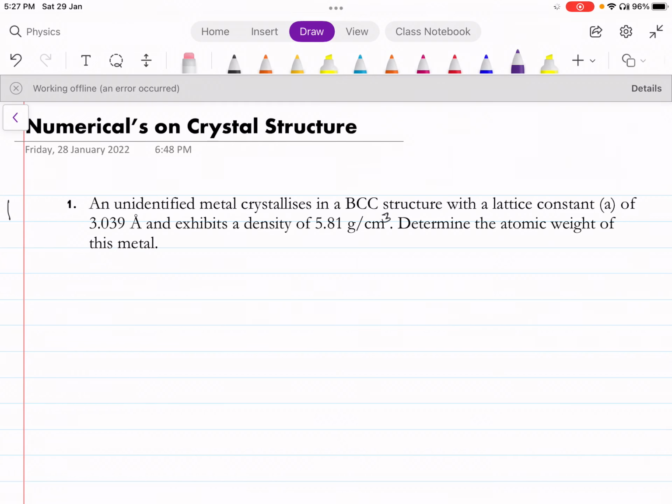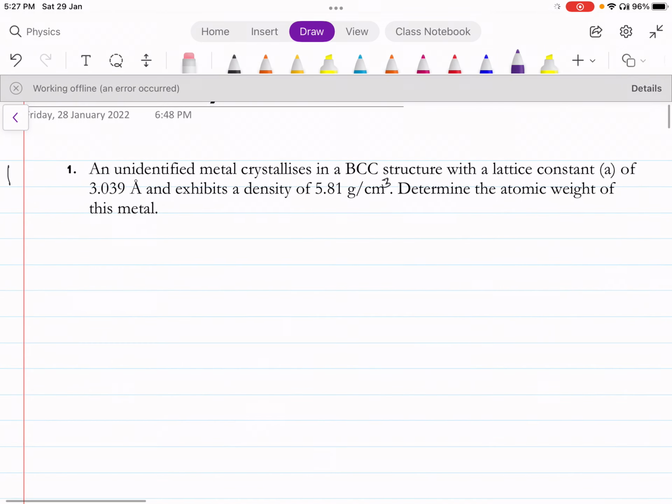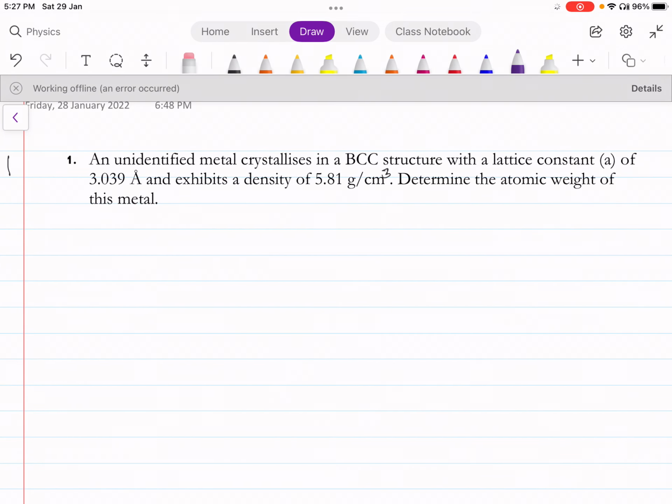In this lecture, I am going to solve some numericals on crystal structure. The first numerical is: an unidentified metal crystallizes in a BCC structure with a lattice constant of 3.039 angstrom and exhibits a density of 5.81 gram per centimeter cube. Determine the atomic weight of this metal.